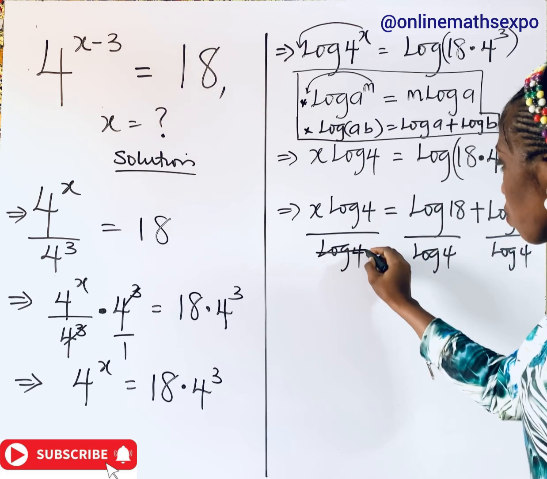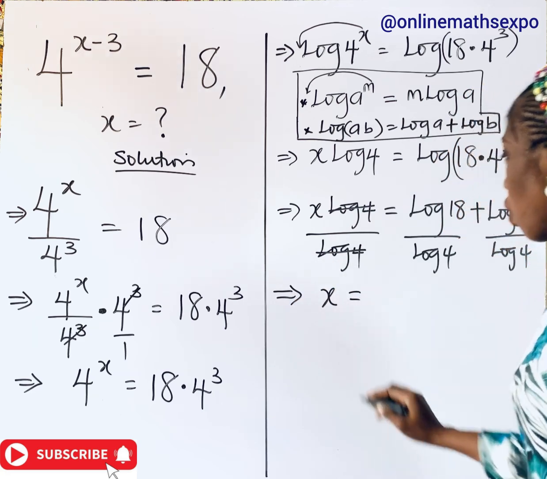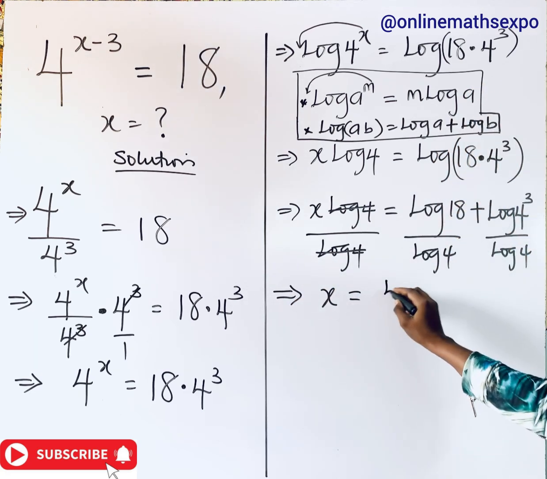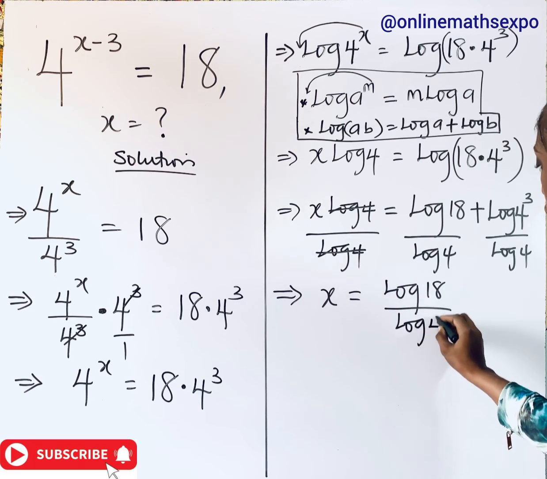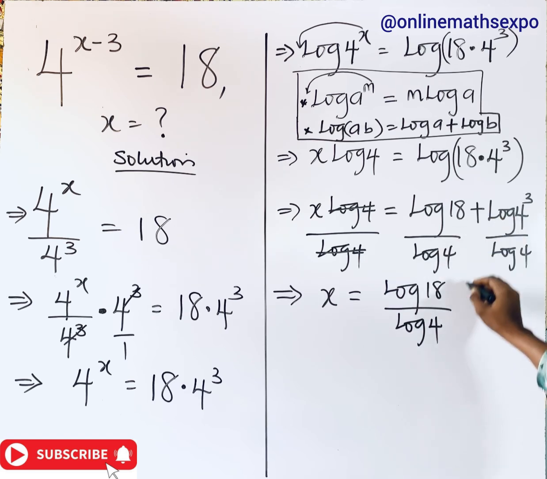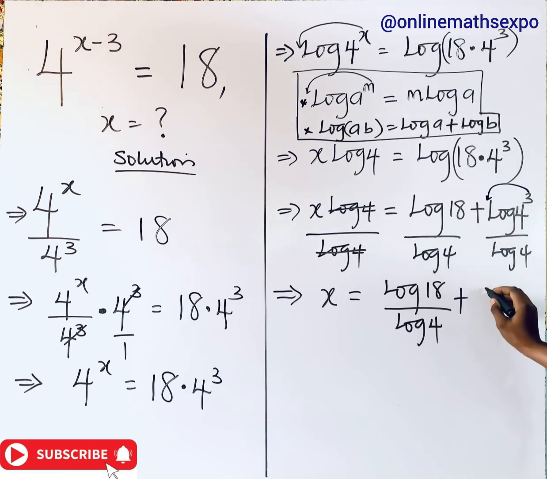So you see this can cancel this, and we are going to have x is equal to log of 18 all over log of 4, then plus this will give us, using this rule here, which is this. So we're going to simplify this so that 3 will multiply. So we're going to have 3 log 4 all over log 4. I hope you're with me there.